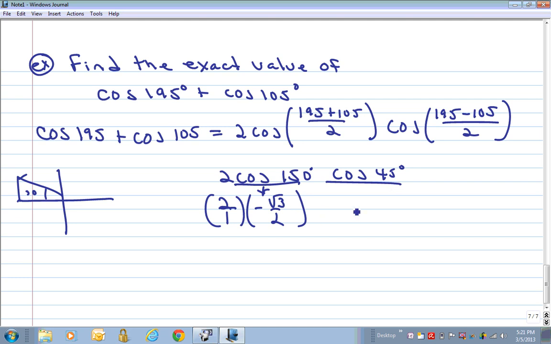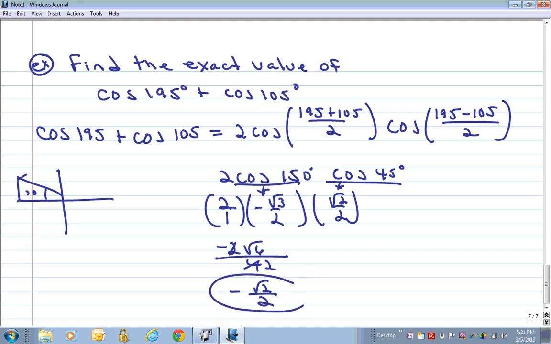The next thing we're going to do is cosine 45. That's easy. You know the value of cosine at 45 degrees is the square root of 2 over 2. So that was pretty easy, and now it just becomes multiplication. I'm going to go 2 times negative square root of 3 times the square root of 2. Square root of 3 times the square root of 2 is the square root of 6. Negative, so we would have negative 2 square roots of 6 over 1 times 2, which is 4. Then we're going to reduce this 2 and this 4, and we end up with negative square root of 6 over 2, and that's our answer.